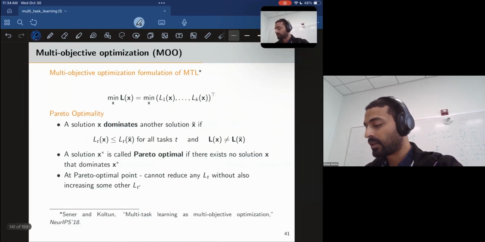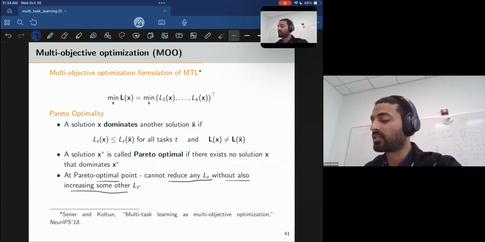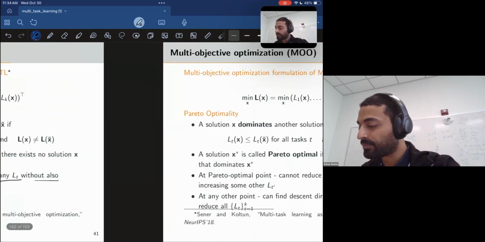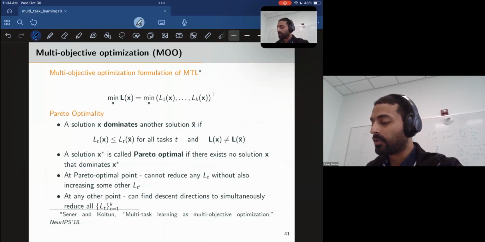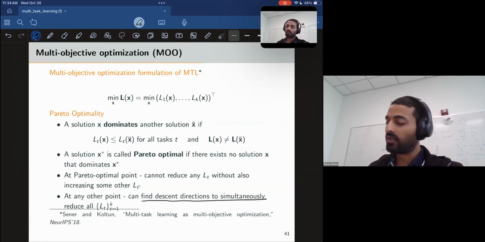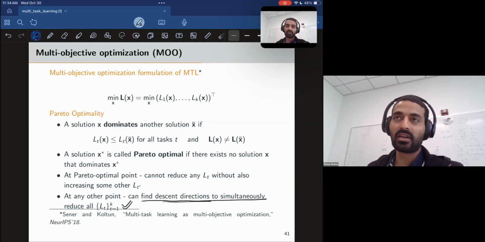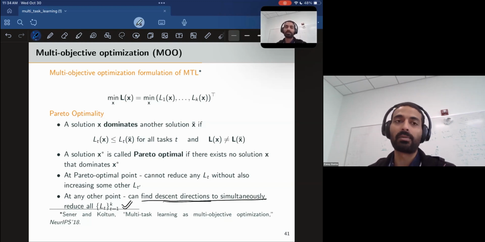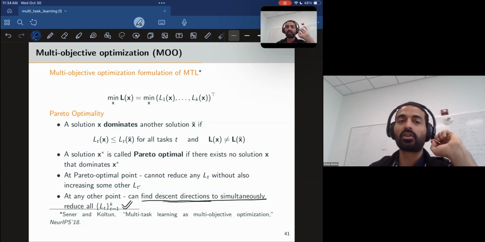And therefore, at Pareto optimal points, you cannot reduce one loss without also increasing some other loss. So we really have a trade-off across losses at Pareto optimal points. And an interesting consequence is that if we are not at a Pareto optimal point, then we can find a descent direction which will reduce all the tasks simultaneously. So this is a good check of Pareto optimality.